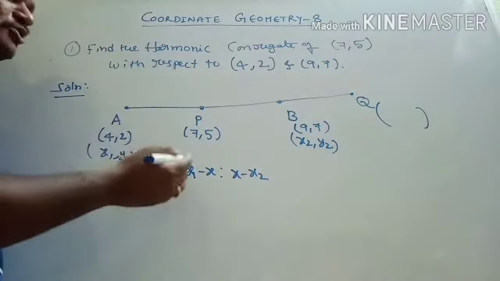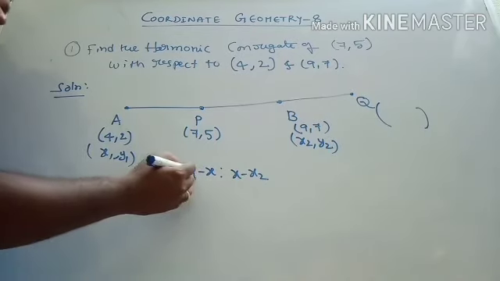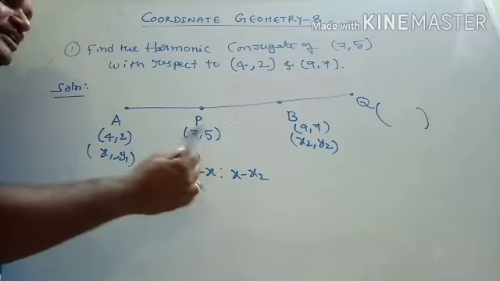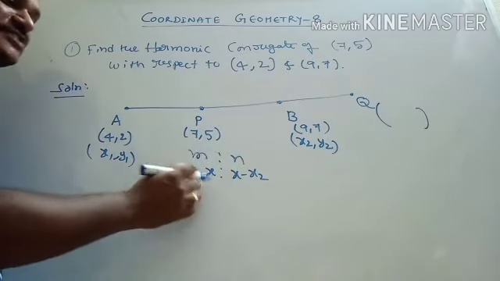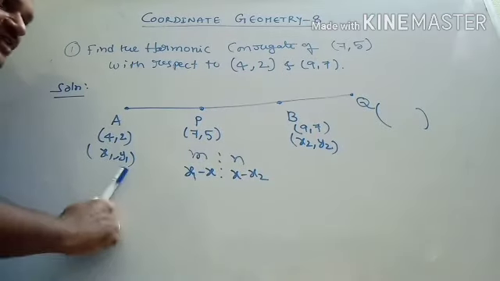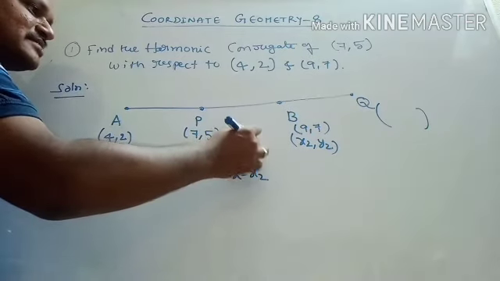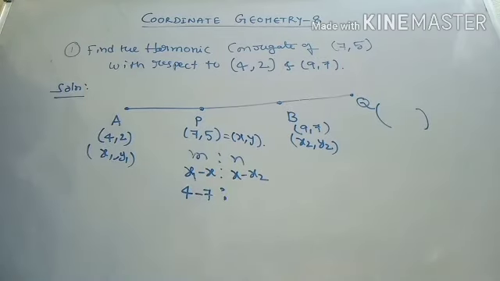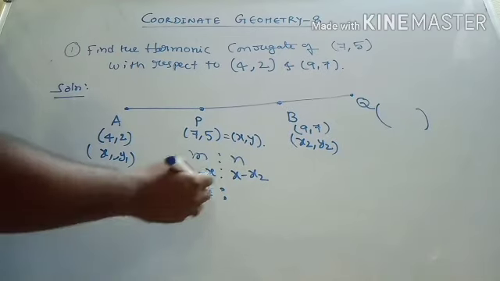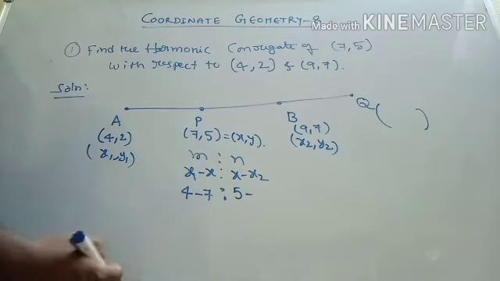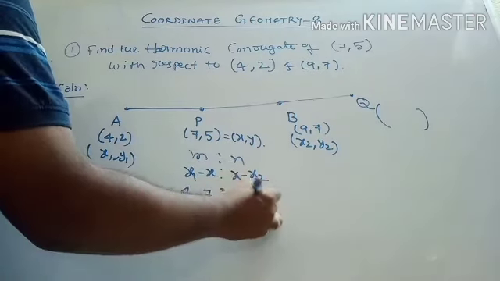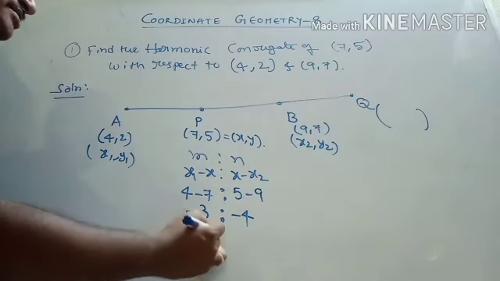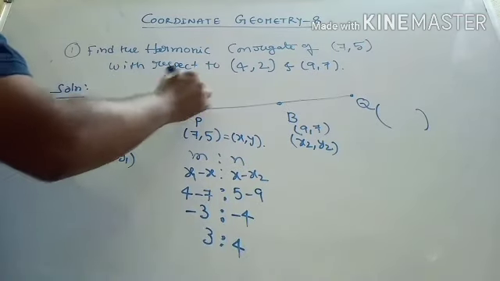AB. That ratio is given by the result number 1 we derived. With x1, y1, x2, y2, that ratio m is to n is x1 minus x is to x minus x2, and x comma y is the point P. Now x1 minus x is 4 minus 7, that is minus 3, and x minus x2 is 7 minus 9, that is minus 2, so the ratio is 3 is to 2. Now P is dividing AB in the ratio 3 is to 2.